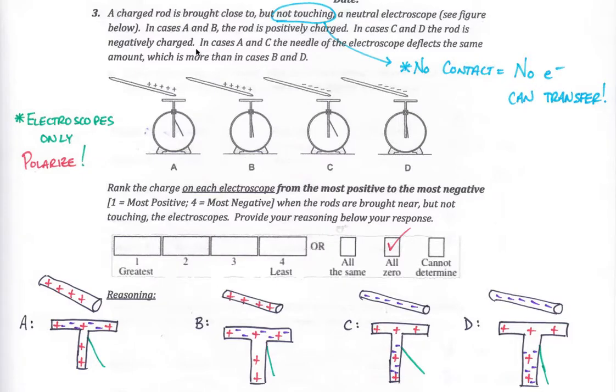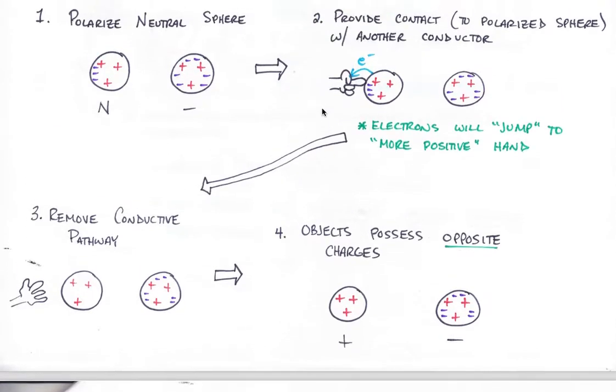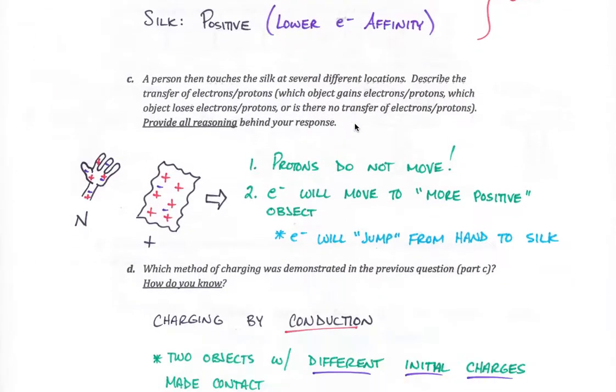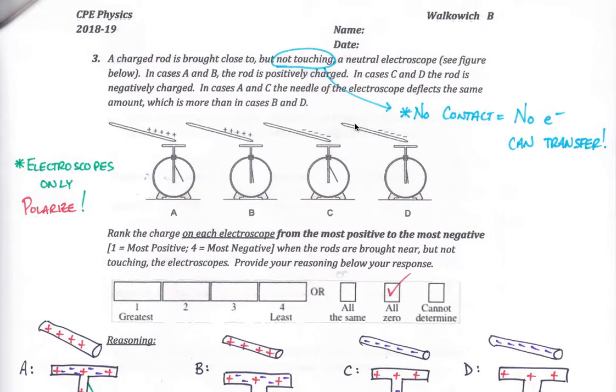Nothing in this problem tells me that any two materials are being rubbed against one another. That eliminates charging by friction. I don't have a third object that comes in and touches the electroscope as I did in this example, such as the hand. So if I don't have any of those touchings occurring, no contact, none of these charging methods could have occurred. So there is literally no charge on this electroscope. It remains neutral, so it has zero charge.